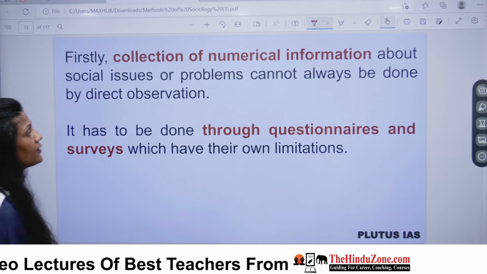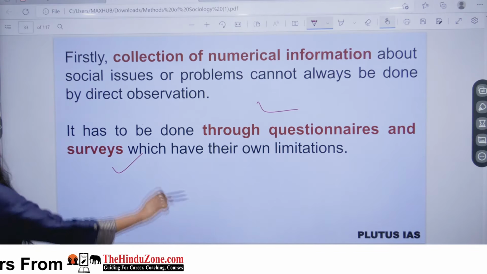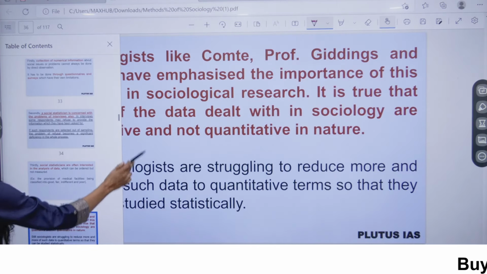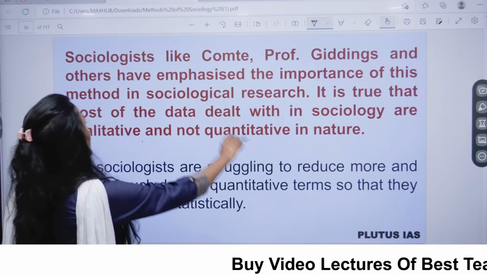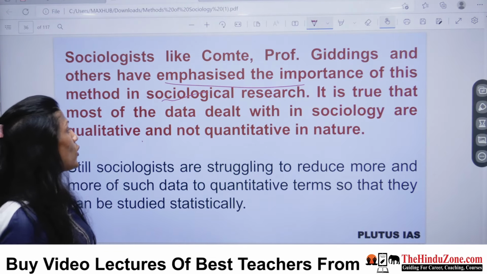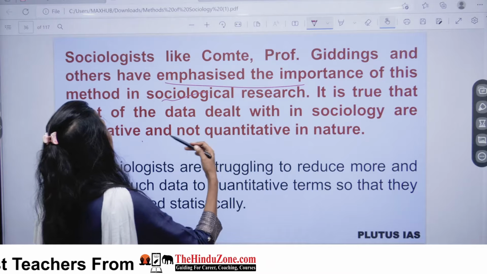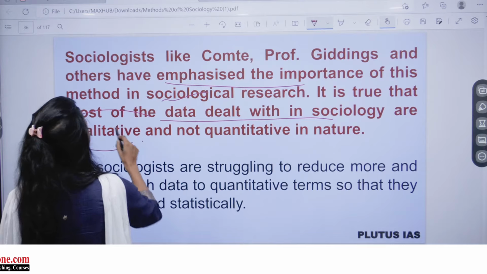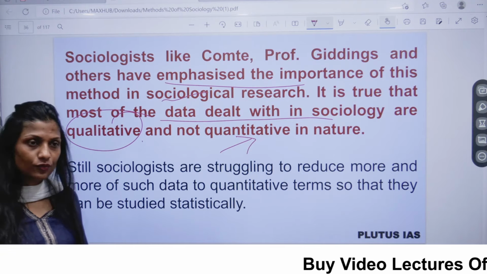So, collection of numerical information through questionnaires and surveys is the statistical method we use. Comte and other thinkers like Giddings have emphasized the importance of statistical method in sociological research, to have both types of research. It is true that most of the data dealt with in sociology is of a qualitative nature, but we must have quantitative findings too.